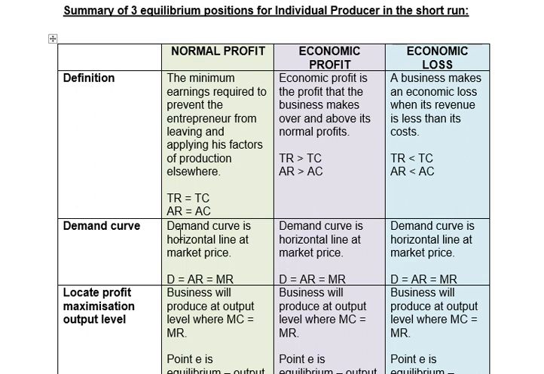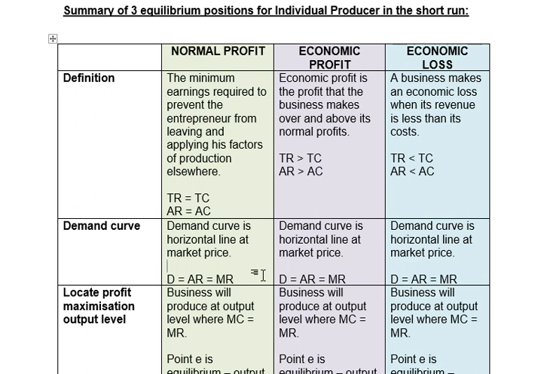If we look at the demand curve, remember, as long as we are in the perfect market, the demand curve looks exactly the same. So it doesn't matter if you are drawing a normal profit or an economic profit or an economic loss. Your demand curve in the perfect market is always a horizontal line at the market price, a perfectly elastic demand curve at the market price.